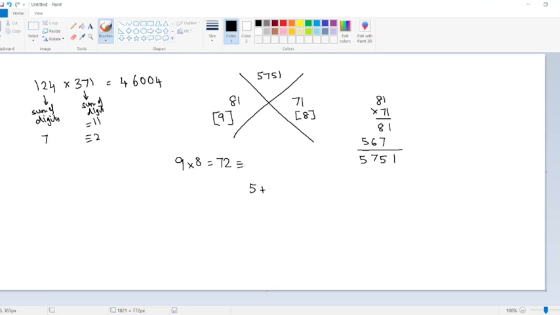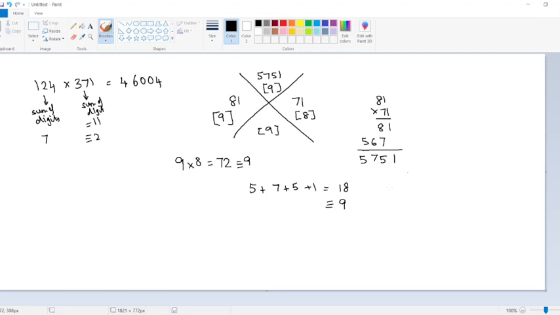Which I can further simplify to 9. So 5 plus 7 plus 5 plus 1 is equal to 18, which is again, I will just add the digits again over here to get 9. So if I reduce it, this also comes to 9, and multiplying these two also gives me 9. So I can see that I have multiplied correctly.